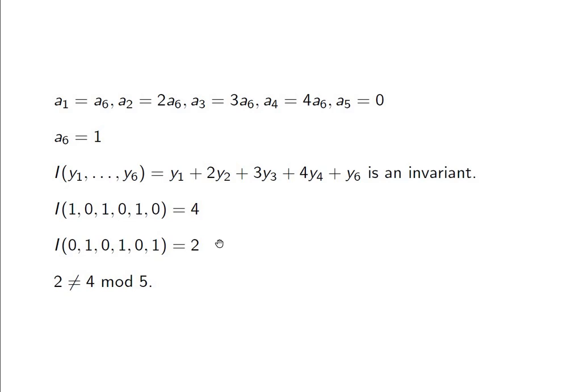Now, if you are the type of person who is actually doing math competitions and you would like to know how I would write down this solution, I would not write down any of this stuff in the proof except for the last step, which is to say I would start with defining this invariant, I of y1 through y6 equals y1 plus 2y2 plus 3y3 plus 4y4 plus y6, proving that it is an invariant, then checking these two, and then you're done. And you could even take that mod 10 if you want to and multiply everything by 2.